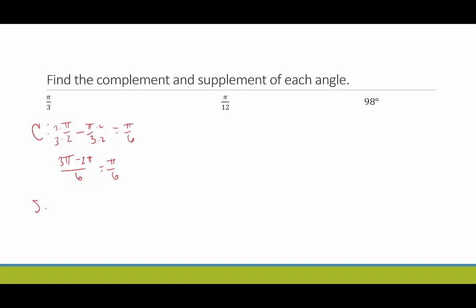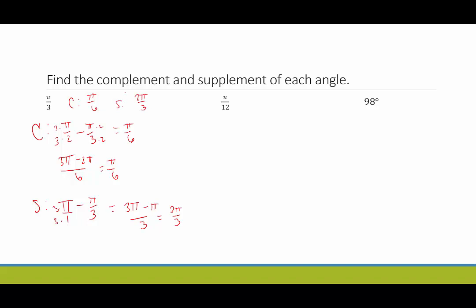The supplement, so that means that they add up to pi, or we need pi and we already have pi over 3. So what's the rest of it? Well, pi is pi over 1. Common denominator here would be 3. We're going to multiply pi over 1 by 3 over 3, giving us 3 pi minus pi over 3. 3 pi minus 1 pi is 2 pi over 3. So we can say the complement is pi over 6 and the supplement is 2 pi over 3.